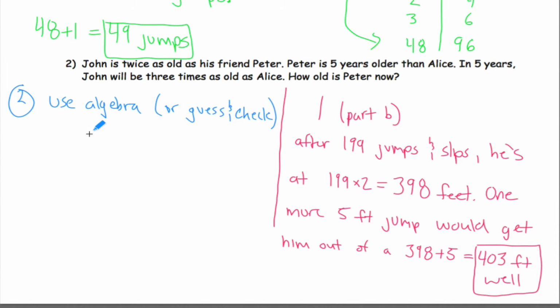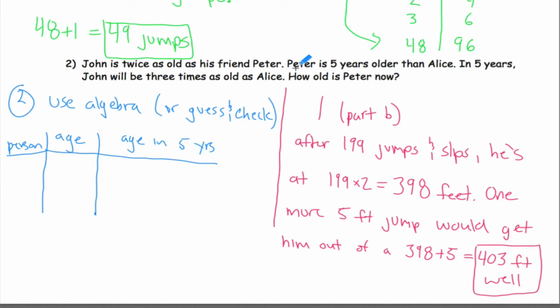If you were to use algebra, what we could do is make a little table here. So maybe age, and then you'll note that it talks about how old they'll be in 5 years, so age in 5 years. And I need one more column for the person. So I have John, Peter, and Alice. But the question is asking me how old is Peter, so that's a hint that for Peter, it might benefit me to call his age P, or make that my variable, because that's what I'm trying to solve for.